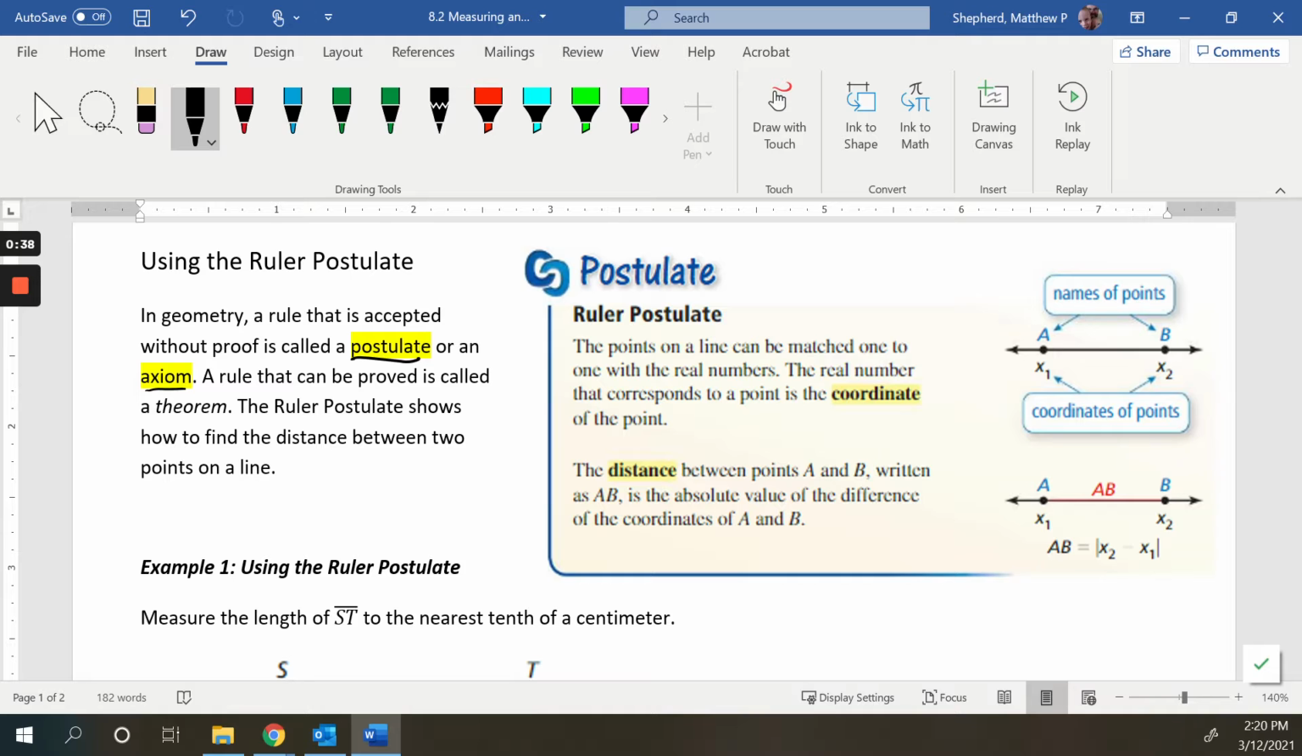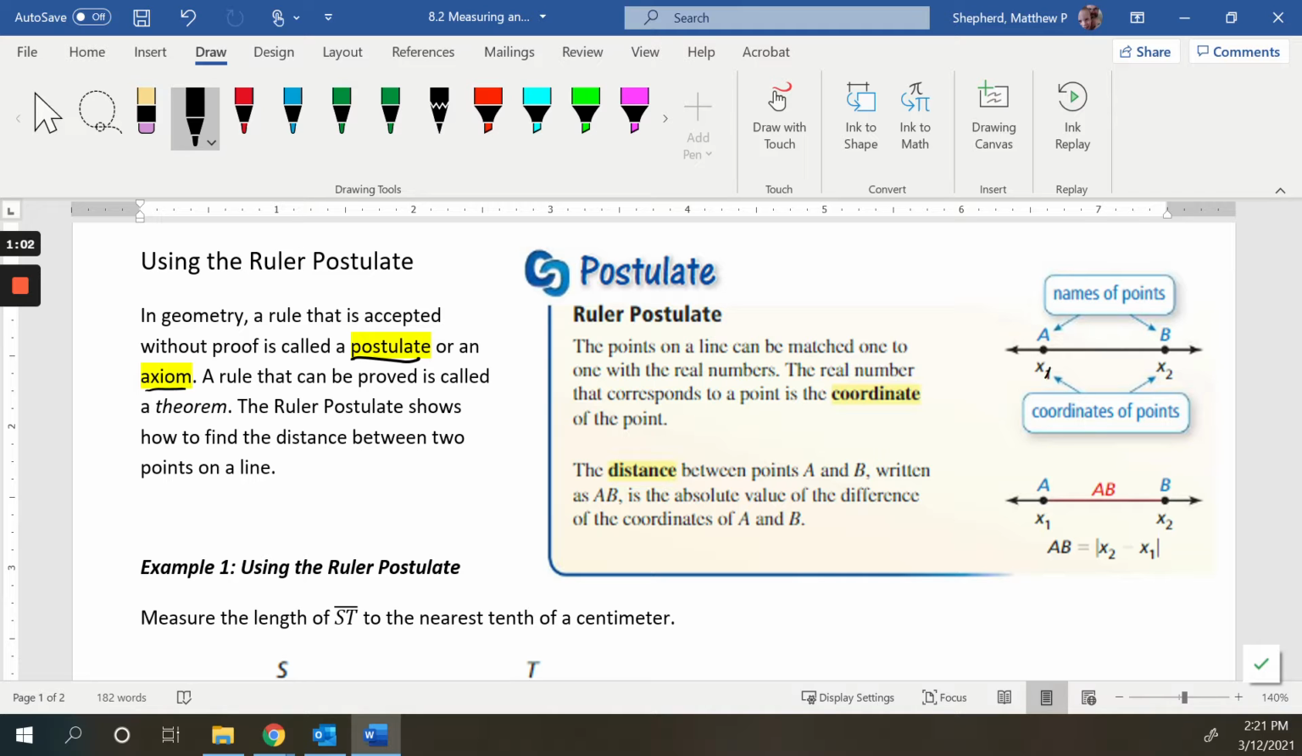Other times a postulate or an axiom might be one because we might not prove it because it's so obvious that it's difficult to prove it. There's nothing to prove, it's just obvious. One of these is called the ruler postulate. Now the language here might seem confusing, but I'll try to break it down.